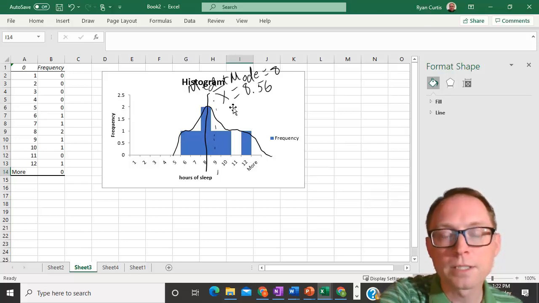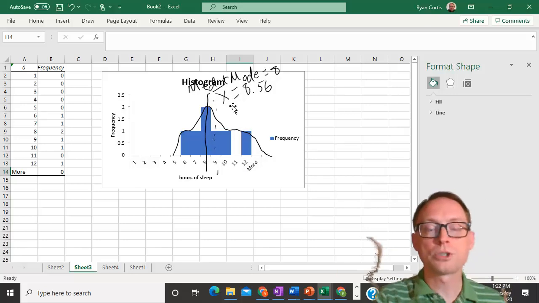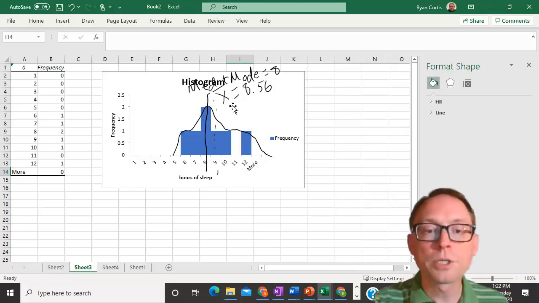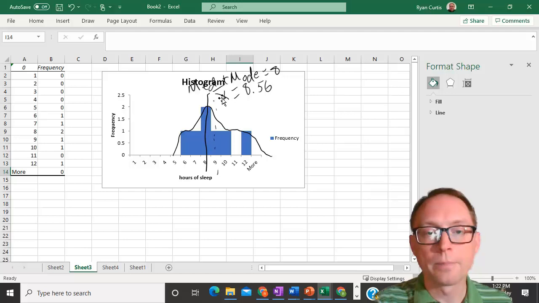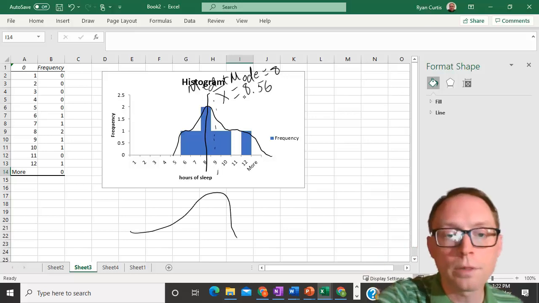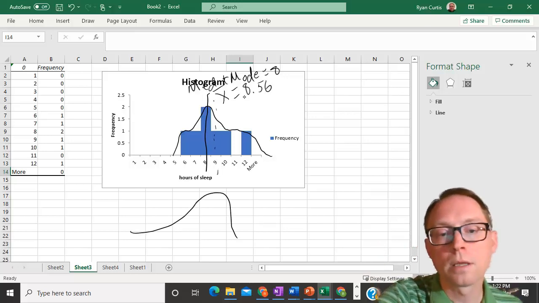In a unimodal distribution, if the mean is higher than the median and mode, then you've got a positively skewed distribution. That doesn't always work for a bimodal, but for unimodal, that's what's going to happen. If you have a unimodal distribution and the mean is lower than the median and mode, then it would look like this. That would be negatively skewed.